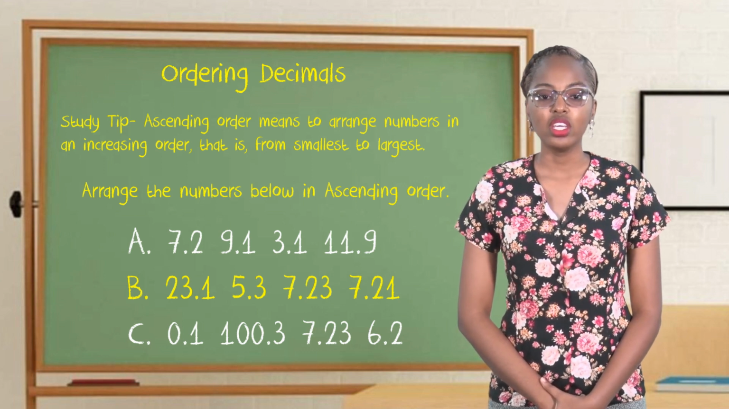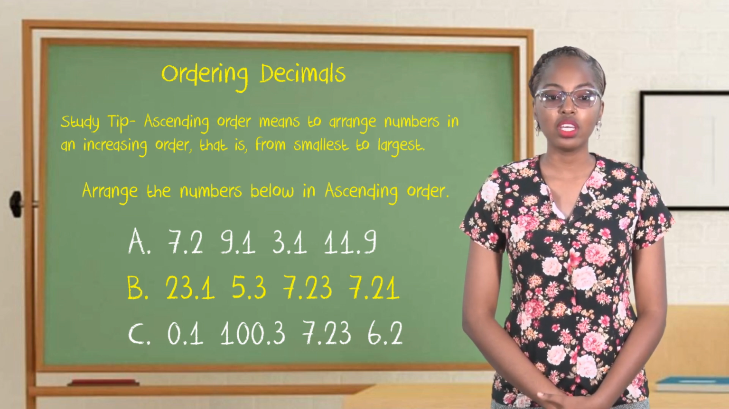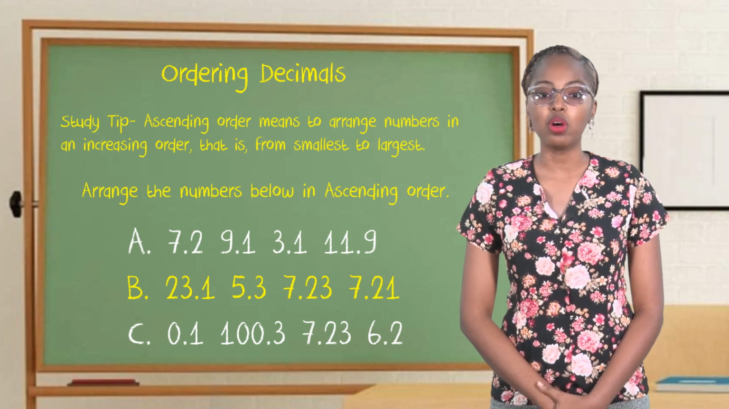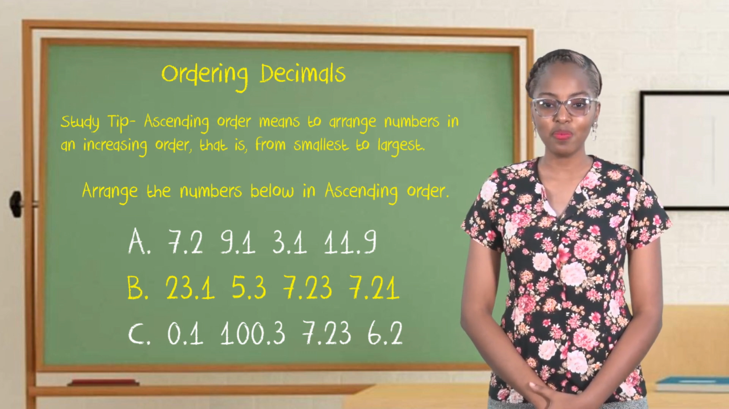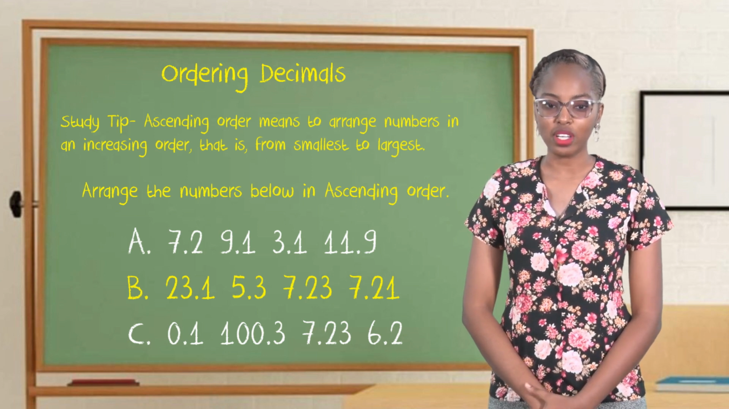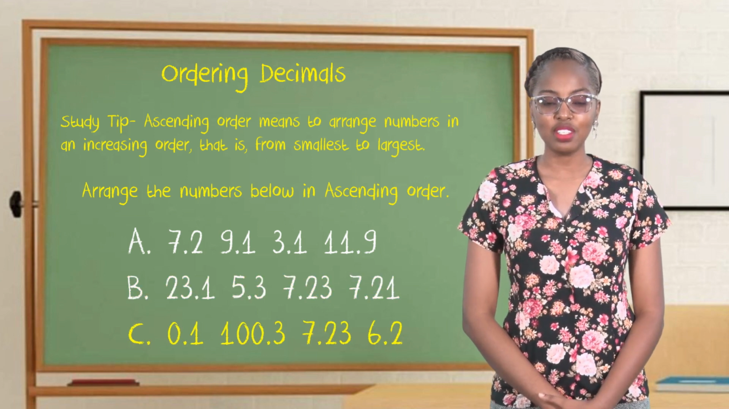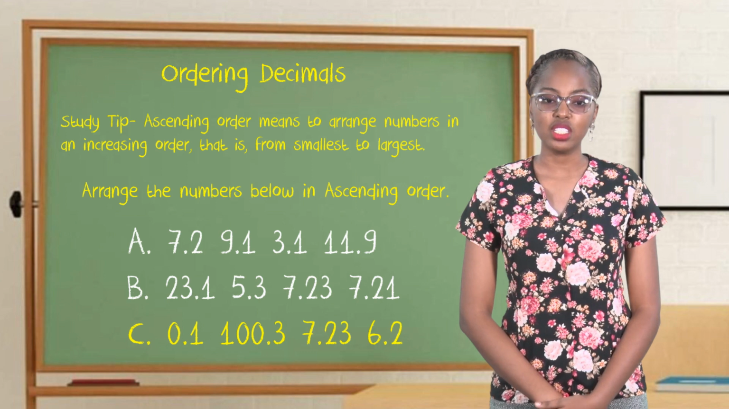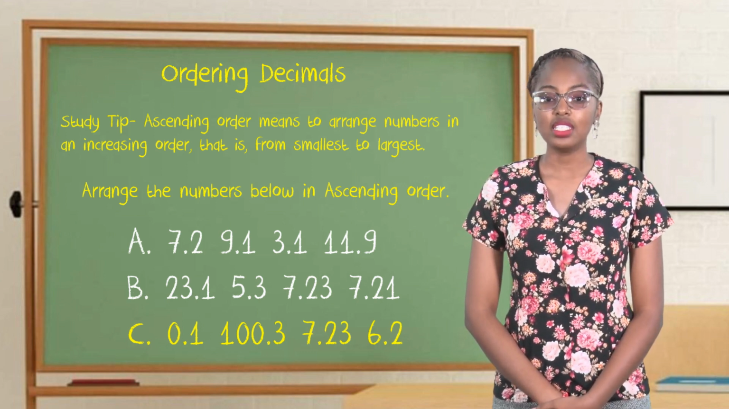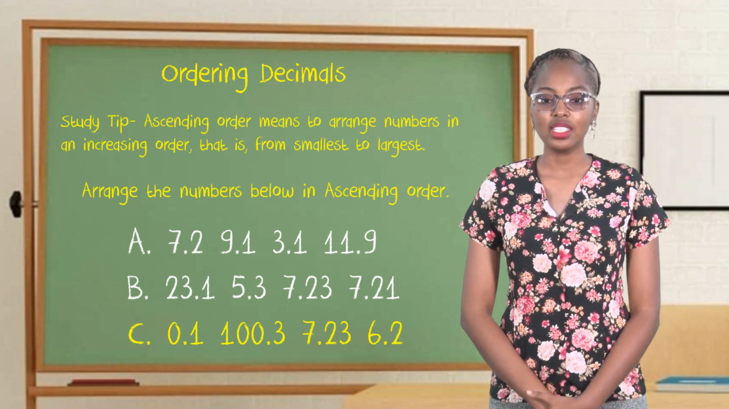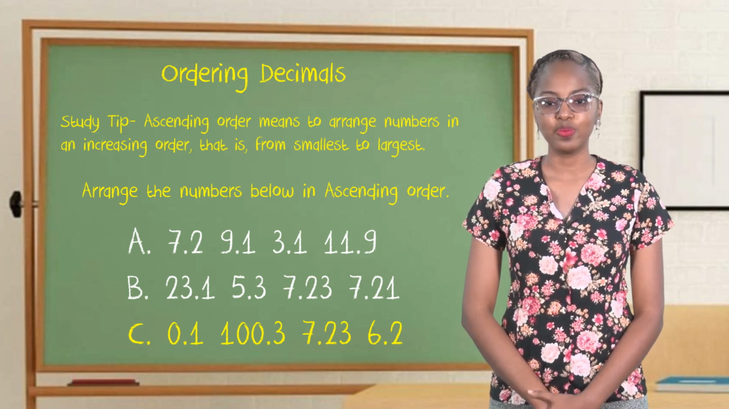Letter B, the numbers that you are given are 23.1, 5.3, 7.23, 7.21. The last activity, the numbers are 0.1, 100.3, 7.23, 6.2.